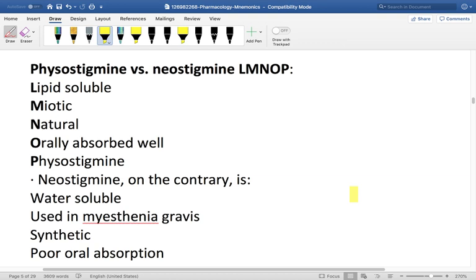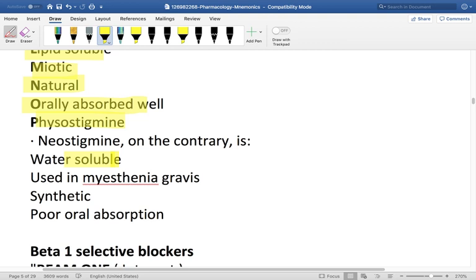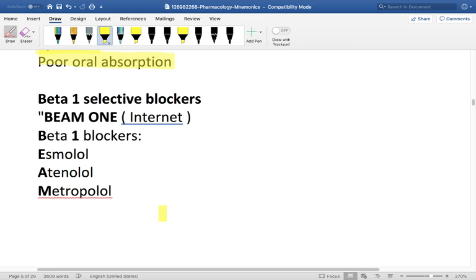Right. So, lipid soluble, natural is physostigmine, orally absorbed very well is physostigmine, whereas neostigmine, water soluble, used in myasthenia, it is synthetic and a poor oral absorption is neostigmine. Physostigmine, neostigmine, favorite question. Now comes beta 1 selective blockers, what are they?